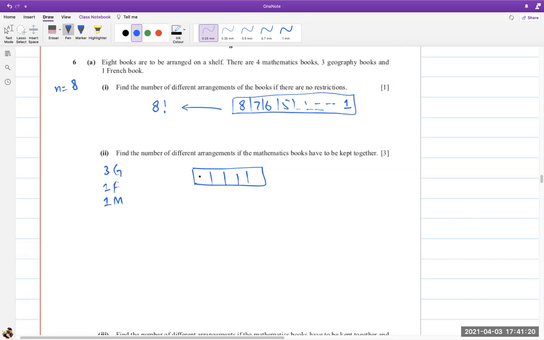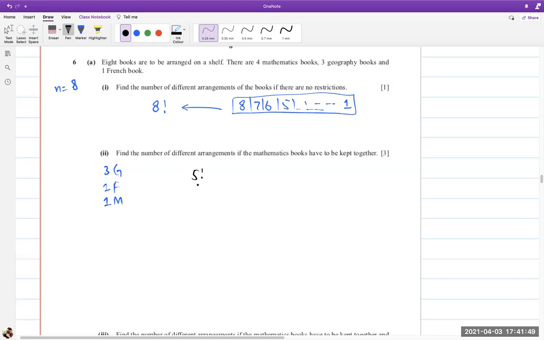So what's going to happen is that you can put any of the geography books, and you can put maybe French here, and then you'll put the math section. Within the math section, you will have 4 slots for the 4 maths books, and that's how they're going to be arranged. Wherever I put the math section doesn't matter, because I will always have 4 books inside that. So for the total books, I have 5 different ways of arranging them.